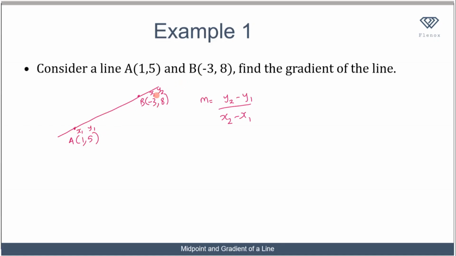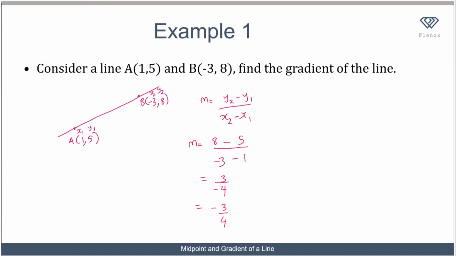So let's assume we label it this way. What would our slope be? Our slope will be, in this case, my y2 value is 8 and my y1 value is 5, and my x2 value is minus 3 and my x1 value is 1. So I have minus 1. So that becomes 8 minus 5 is 3 over minus 4, and that becomes minus 3 over 4.